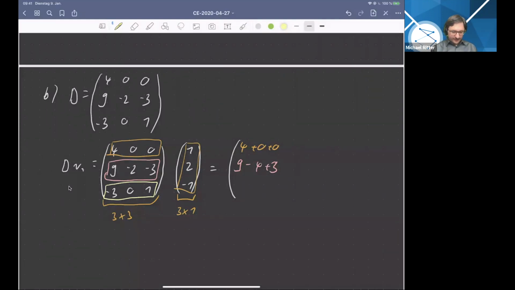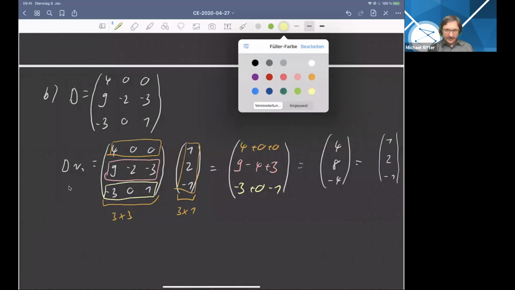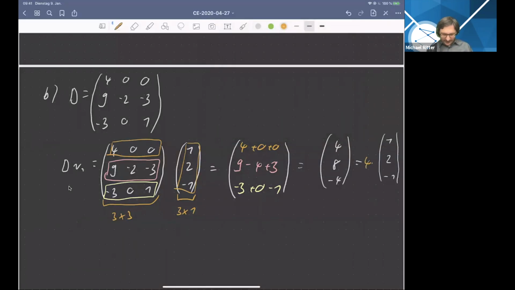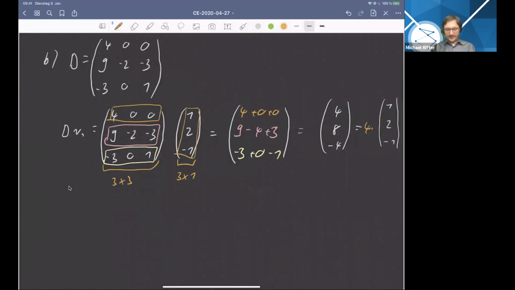So -3, 0, 1, scalar product with the vector, that's 1 times -3. That's a -3. Then there's 2 times 0, that's a 0. And finally, -1 times 1, that's a -1. Okay, so the result is 4, 8, and -4. Okay, and to see if this is an eigenvector, we just compare it to the 1, 2, -1 that we started with. And we can easily see that this is 4 times this vector here, okay?